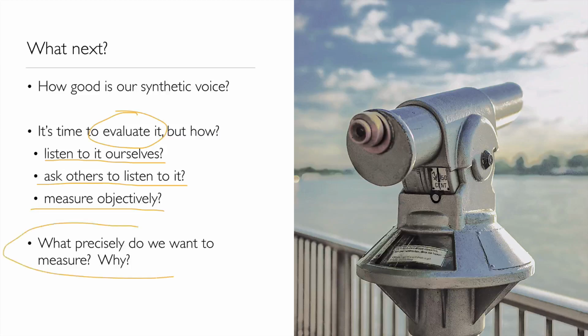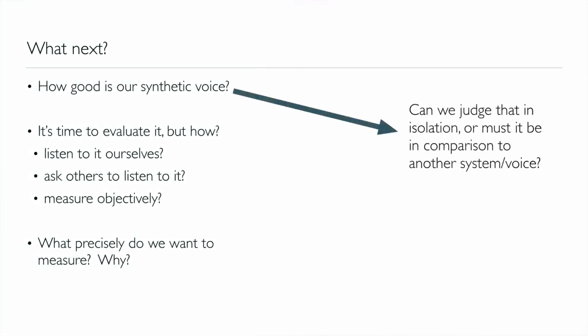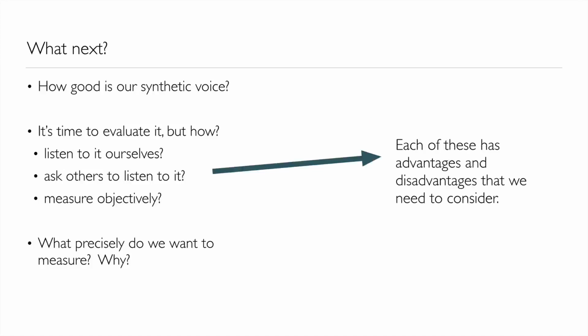But in general, we need to have a good think about what do we want to measure and why exactly do we want to do evaluation. So the questions we're going to answer in the next module are, can we judge how good a synthetic voice is in isolation? Or is it only possible to do that by comparing to some other system that's better or worse than it? We'll answer the question about who should be listening to the speech and whether it should be us or other listeners, or indeed some algorithm, some objective measure. All of those have advantages and disadvantages, and we'll consider those.